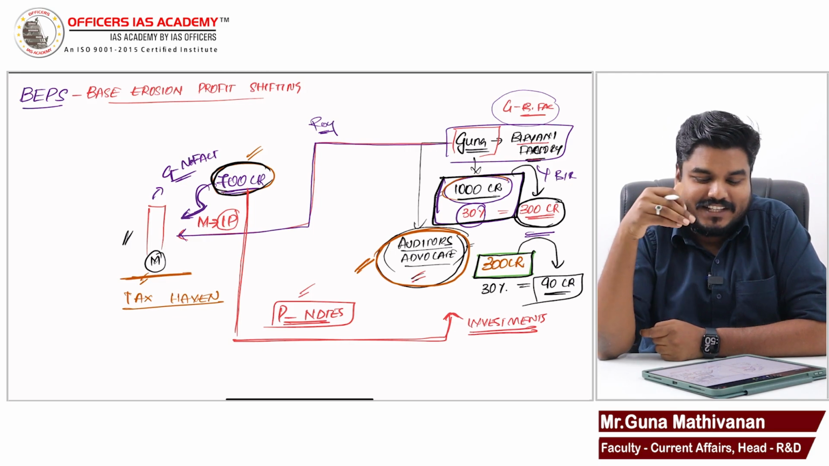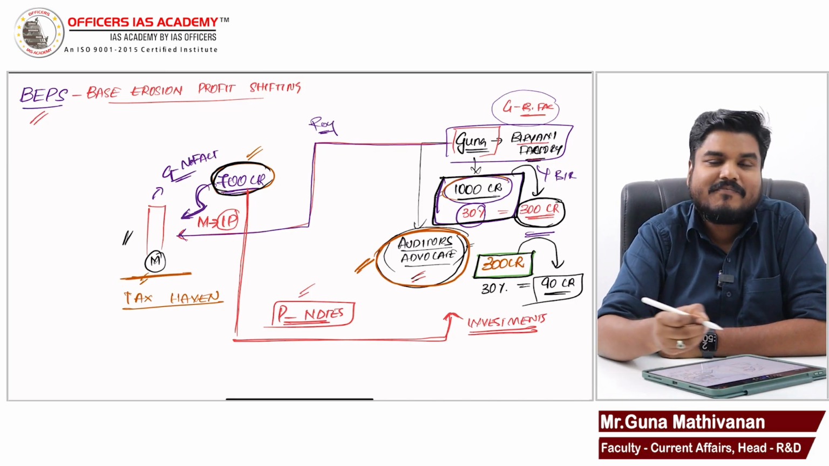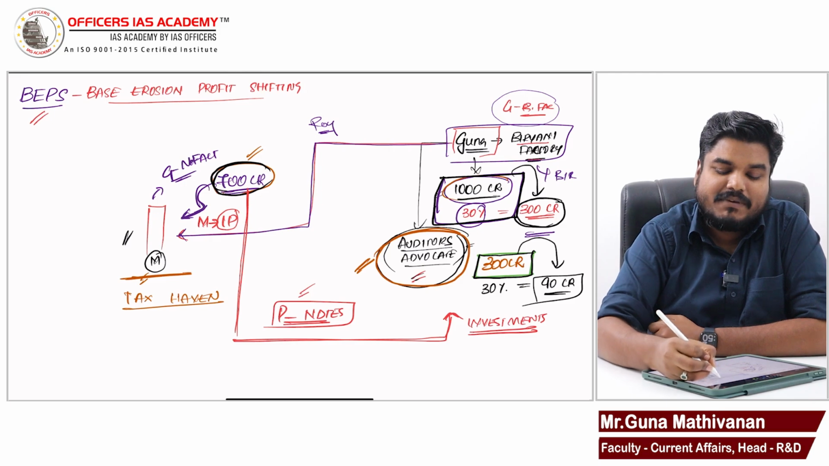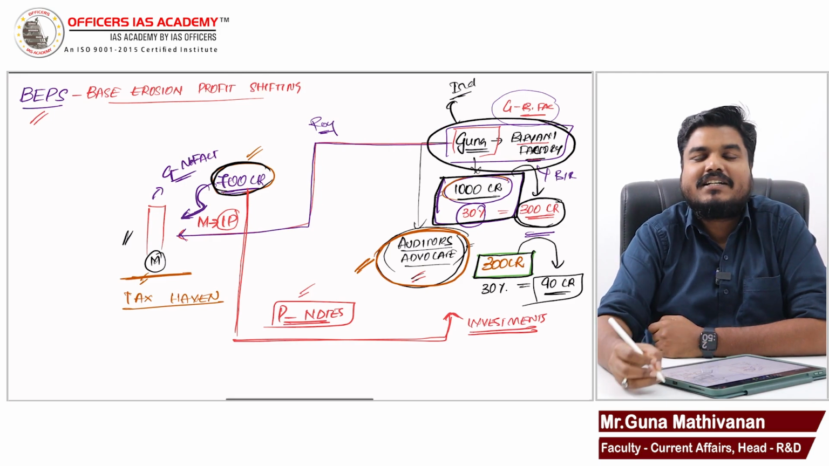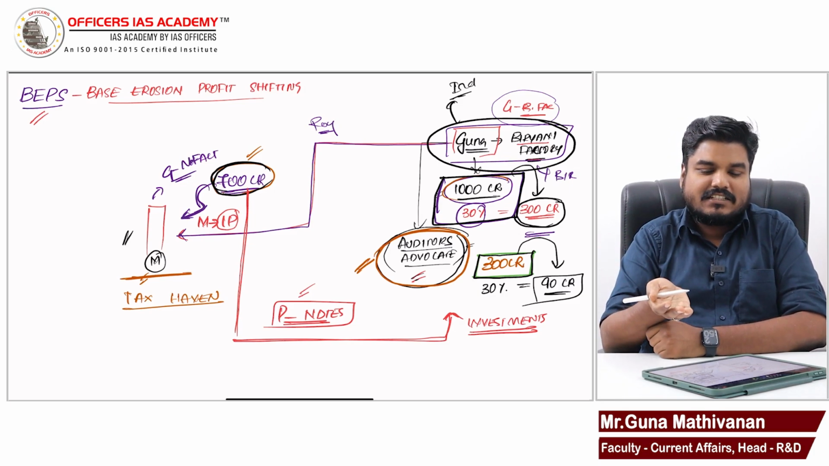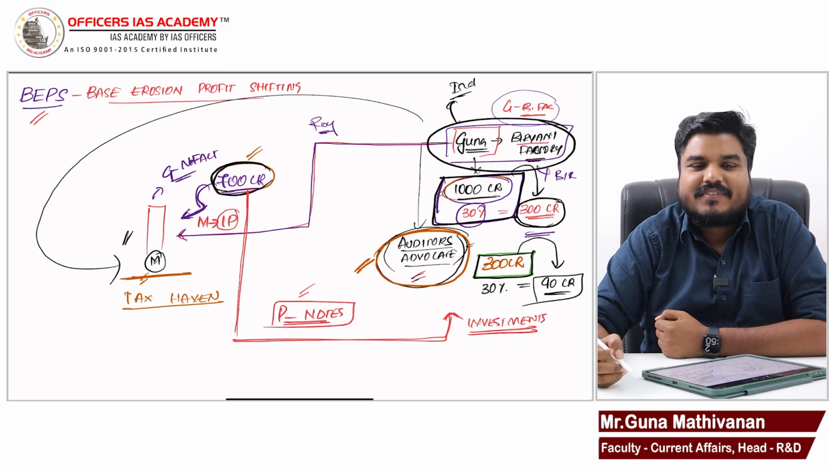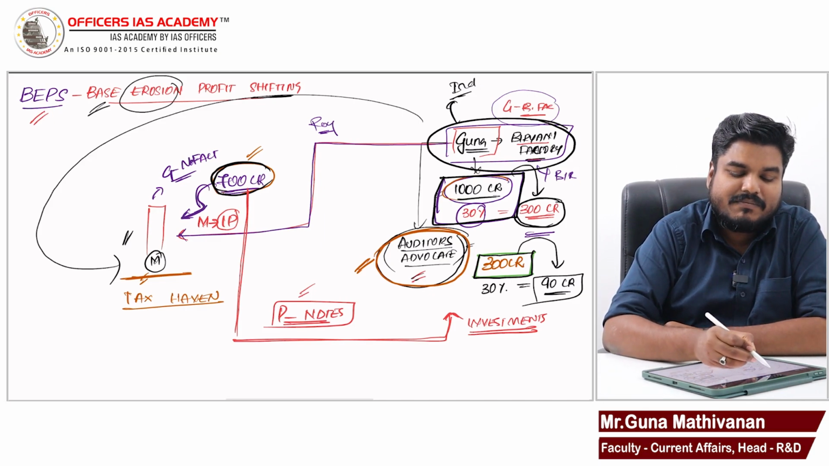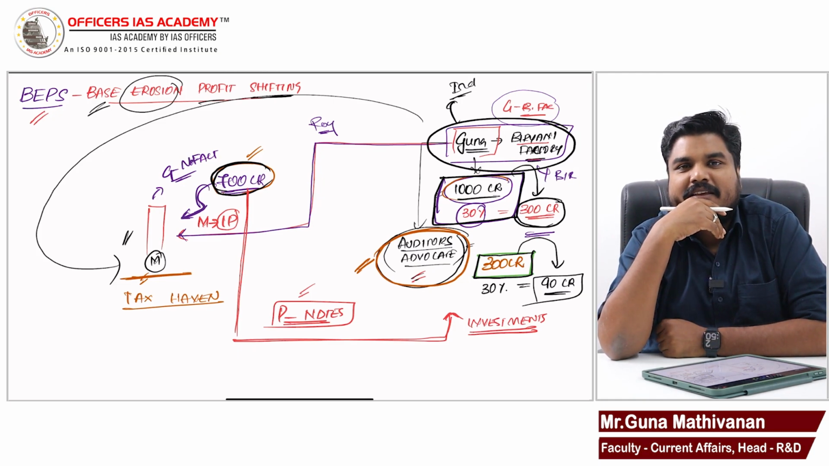Right? So this is called base erosion profit shifting. My tax base was in India. My tax base, Guna Biryani Factory, the tax base is in India. But what did Guna do? He eroded the tax base, he shifted it to Mauritius. My tax base I eroded and I shifted my profit to Mauritius. That is called base erosion profit shifting.